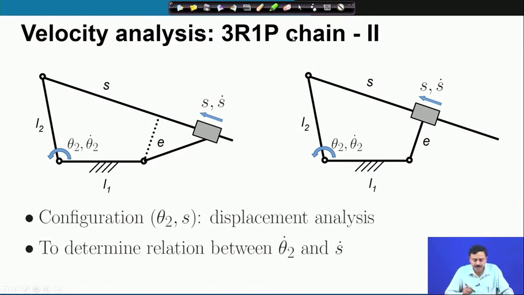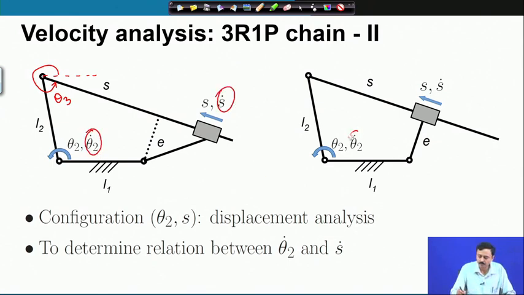So, the configuration of the mechanism is known to us, which means theta 2, S and also this angle theta 3 of course. These are all known to us from displacement analysis. We have to find out the relation between theta 2 dot and S dot. So, we have to find out this relation.